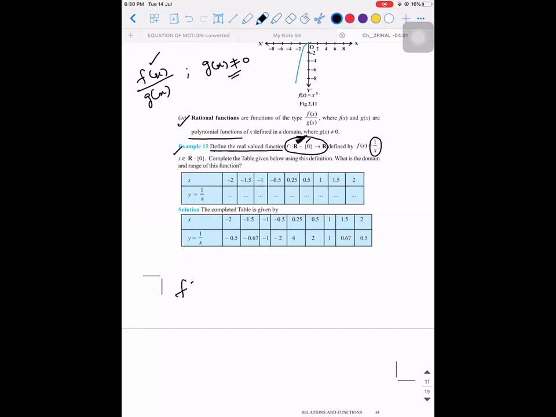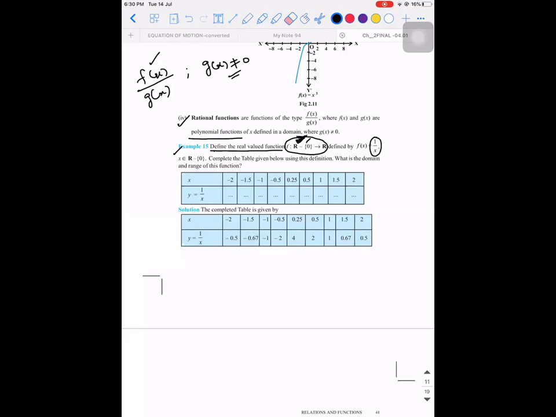For example, had the question been 1 by x minus 1, then what would have been the values I can substitute? I can substitute any real number except 1. Now you understood? Yes, sir. So this is what is called the domain of that function. Okay. So that is why it is given like this.